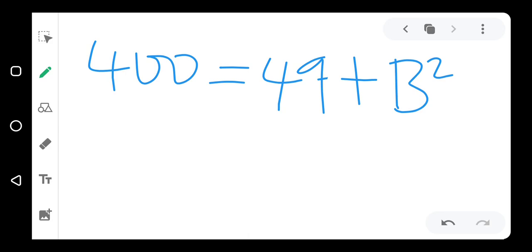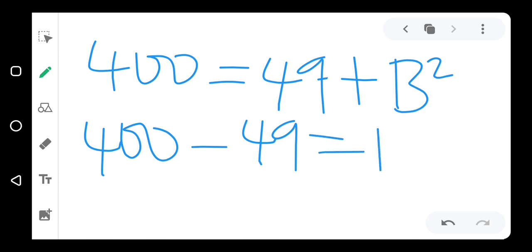Now this is the same thing as 400 minus 49 is equal to b squared. We just collect like terms, make the numbers stand on their own and the alphabet too. So we collect like terms here. The numbers will stand on their own and the alphabet will stand on its own.